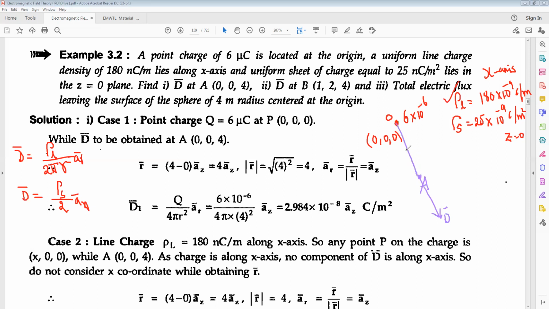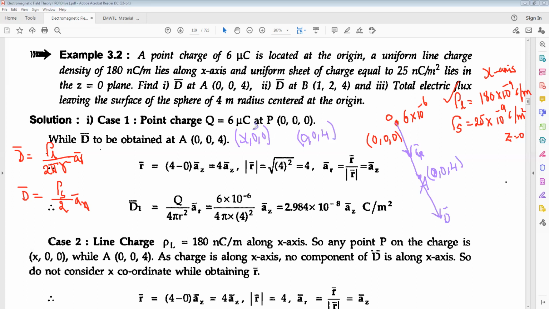Okay, it is towards AR bar. What is the point here? The point is 0, 0, 4. But to find the D bar, the given rho L is in the x-axis. X-axis means you can take X, 0, 0 as a point, to the point 0, 0, 4. It lies on the x-axis, which means there is no x component. Only we have the y and the z components.